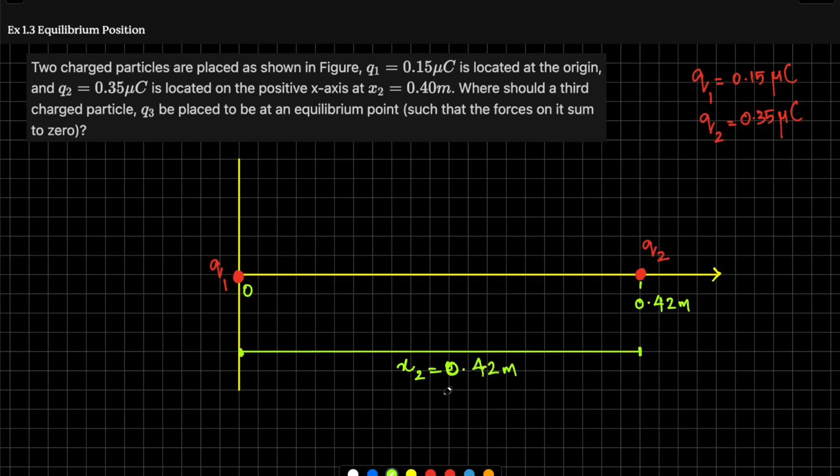The question is, if we have a third charged particle Q3, where should we place it so that there is no net force acting on it? Or where is the equilibrium point? So I have a third charged particle, let's say a negative charge. You can do the same thing with a positive charge as well, it doesn't matter. I'm going to place this here on the right side.